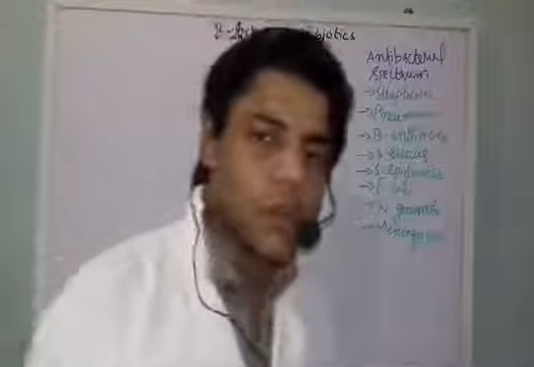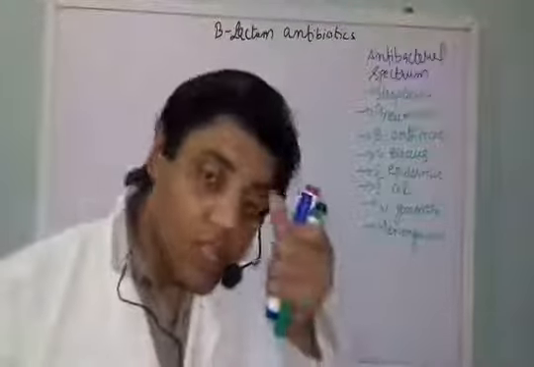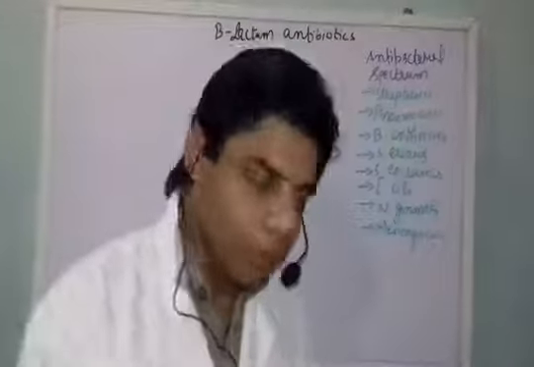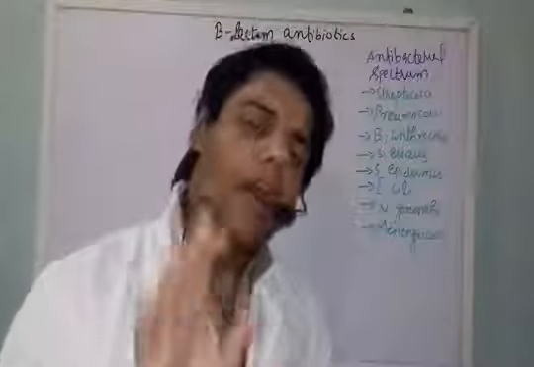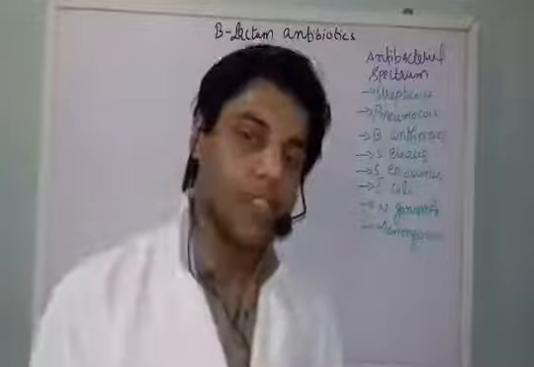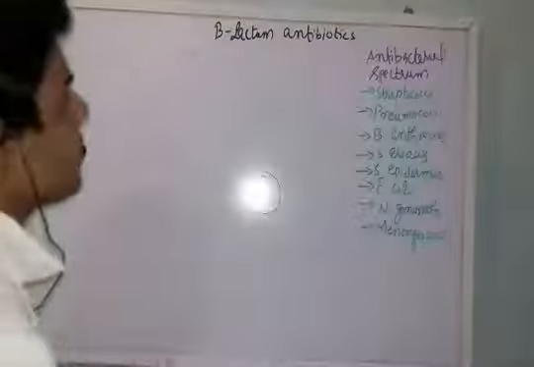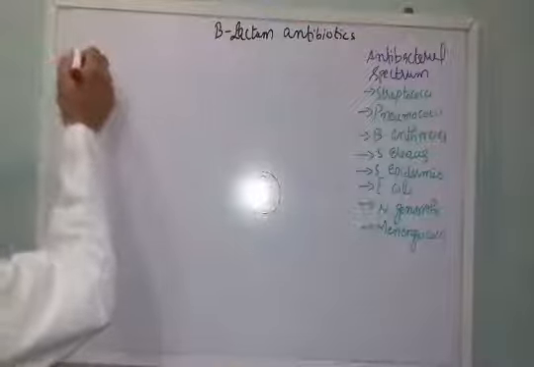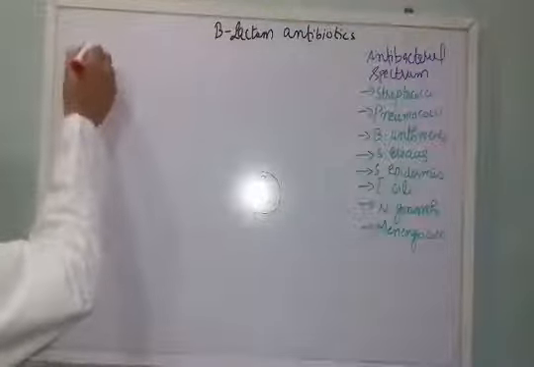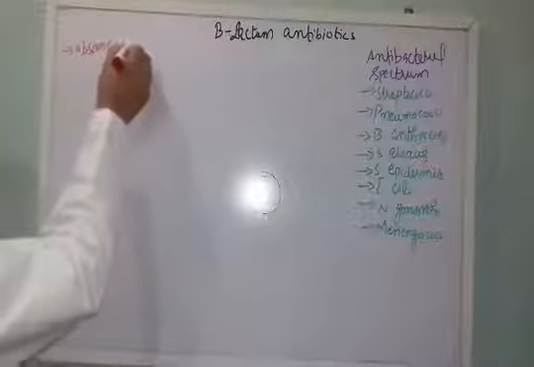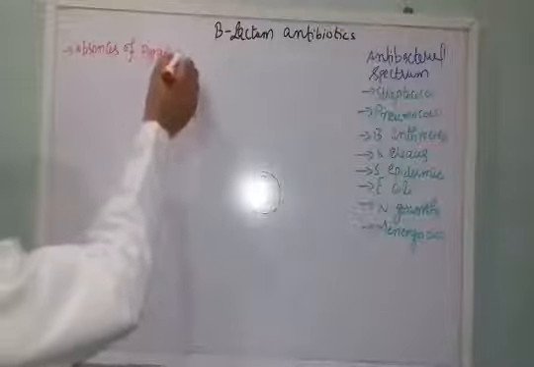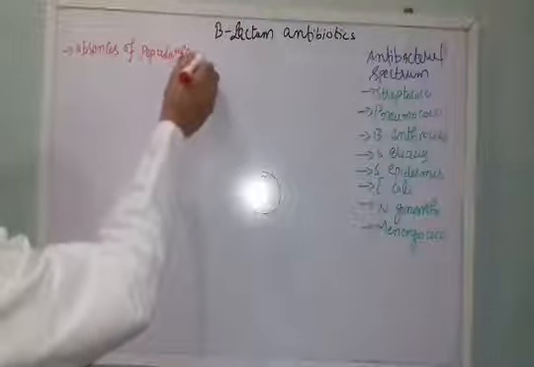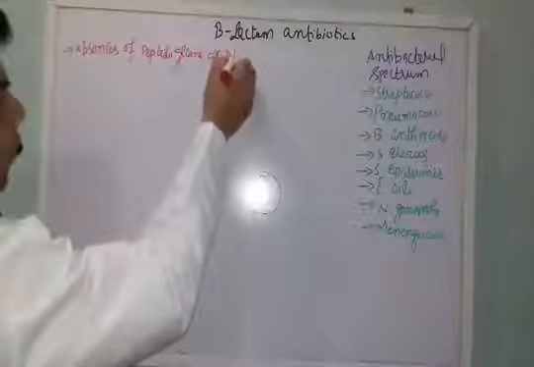Now what are the resistances which are activated against these drugs? There are many ways of resistance. Whenever I was reading and preparing this topic, I saw many resistances, but I will explain five. The first resistance against this antibiotic is absence of peptidoglycan, or we can say no cell wall.